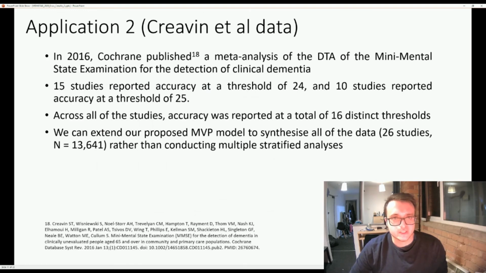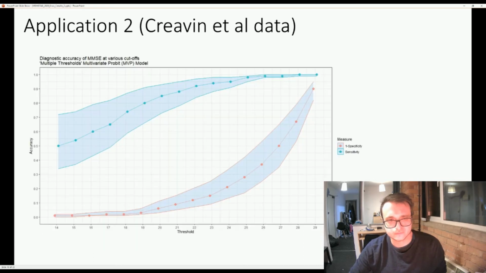So the second application was Creavin et al. data. In 2016, Cochrane published a meta-analysis of diagnostic test accuracy of the Mini-Mental State Examination for the detection of clinical dementia. 15 studies reported accuracy at a threshold of 24, 10 studies reported accuracy at a threshold of 25. For other thresholds, it was less than 10 studies. Across all of the studies, accuracy was reported at a total of 16 thresholds. And we can extend our proposed multivariate probit model to synthesize all of this data, so 26 studies with over 13,000 participants, so it's a lot of data, rather than conducting multiple stratified analyses.